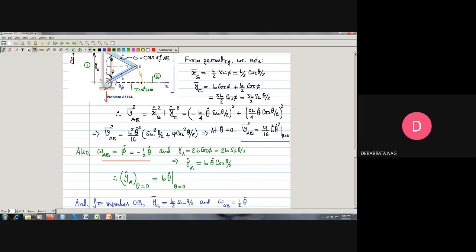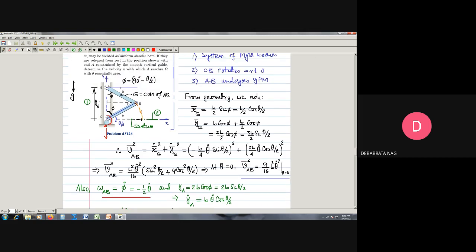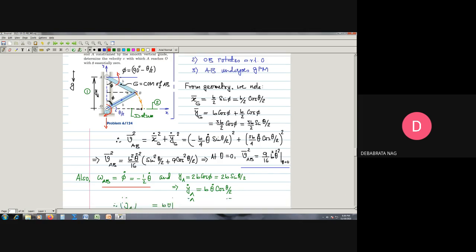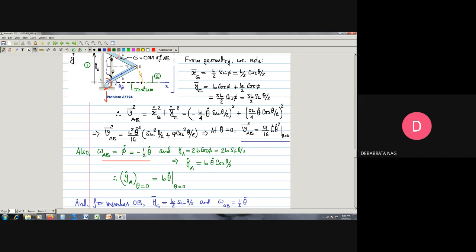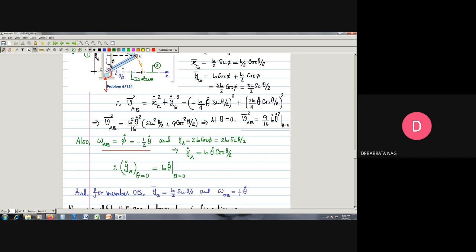So what does that mean? It means that if OB rotates in the clockwise sense, then the member AB is going to rotate in the anti-clockwise sense. That is going to be our sense of rotation, because we note that in one case it is half theta dot, and in this case it is minus half theta dot. So both the two angular velocities will be oppositely directed to each other.